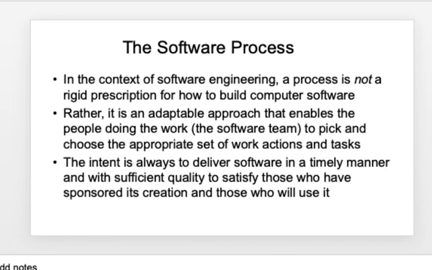So, a process is definitely not a rigid prescription of how to build software. A process is an adaptable approach that enables people doing the work to pick and choose the set of actions and tasks. So, my objective or goal is to deliver software in a timely manner with sufficient quality so that all stakeholders are fully satisfied.